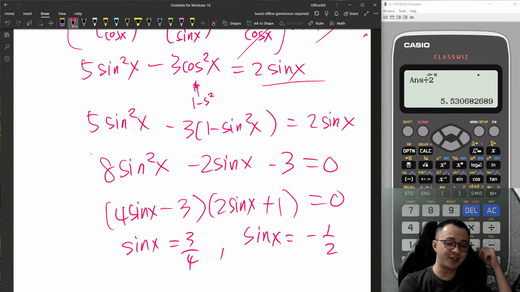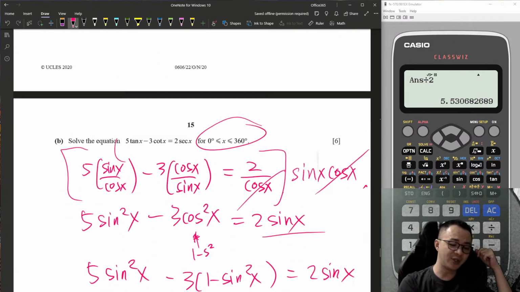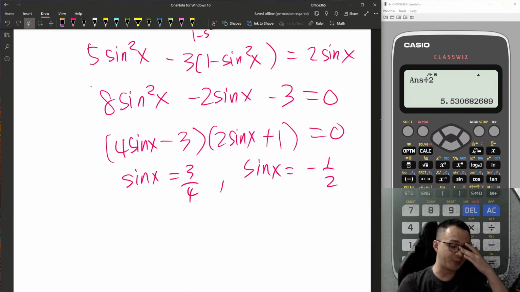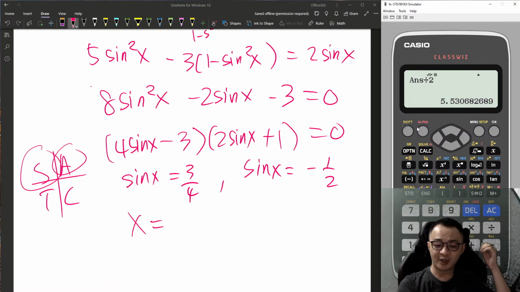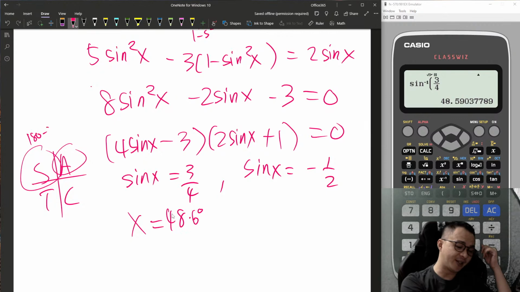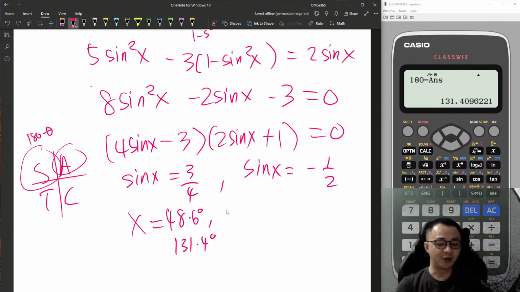What is the range given in this question? The x must be between 0 and 360, so anything within 360 will be good. All Students Take Calculus tells me sine is positive in the first and second quadrants. So this one I can type in the calculator: inverse sine, shift sine, 3 over 4. Then I get the first angle, 48.6 degrees. Second quadrant is 180 minus theta, so 180 minus my answer just now. The second answer is 131.4. I got the two answers here.